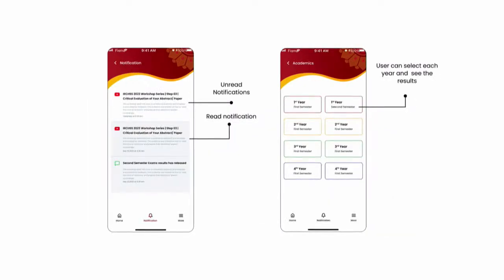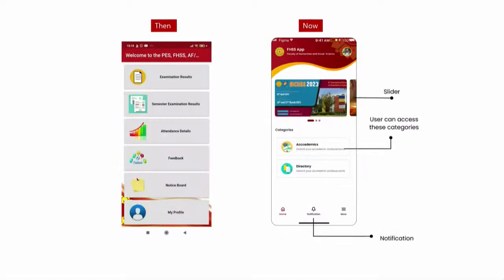I also added a push notification system. So if the faculty releases the semester results, the students get push notifications, and they can see those results. Likewise, I added more tools and facilities to the mobile app. This is the home page of the mobile app. I added sliders, so users can see the events of the university, what the students are currently doing, what the functions of the university are, and just a very simple navigation bar.